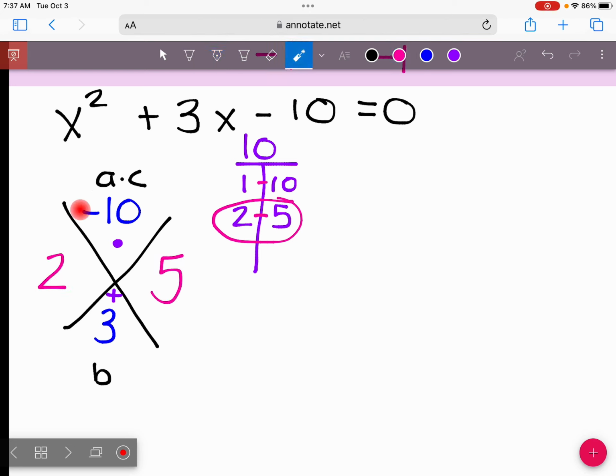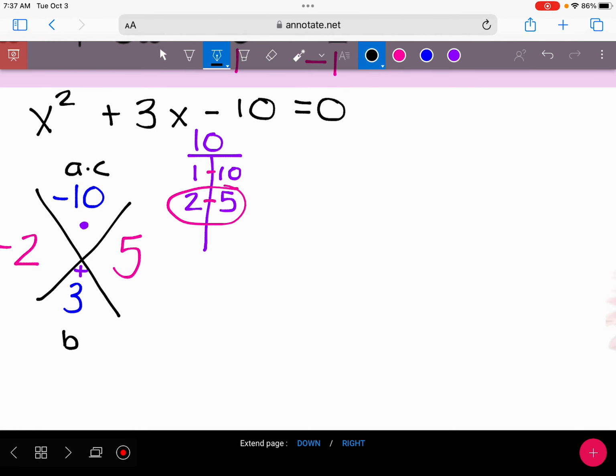I need them to multiply to make a negative 10, which means one of these numbers needs to be negative. Which one needs to be negative so that my B is positive? The 2. That's kind of the way we figure out which one's negative, is we're going to have to logic our way through it. That gives me the pieces to put in my box.